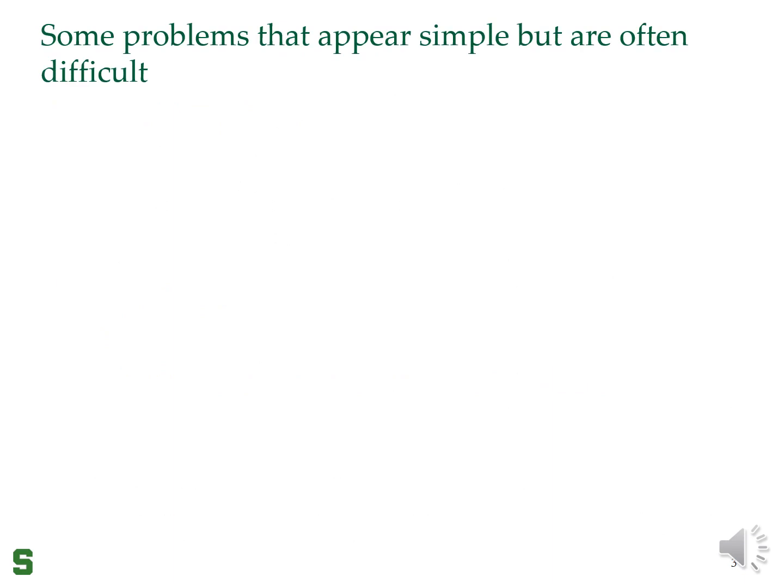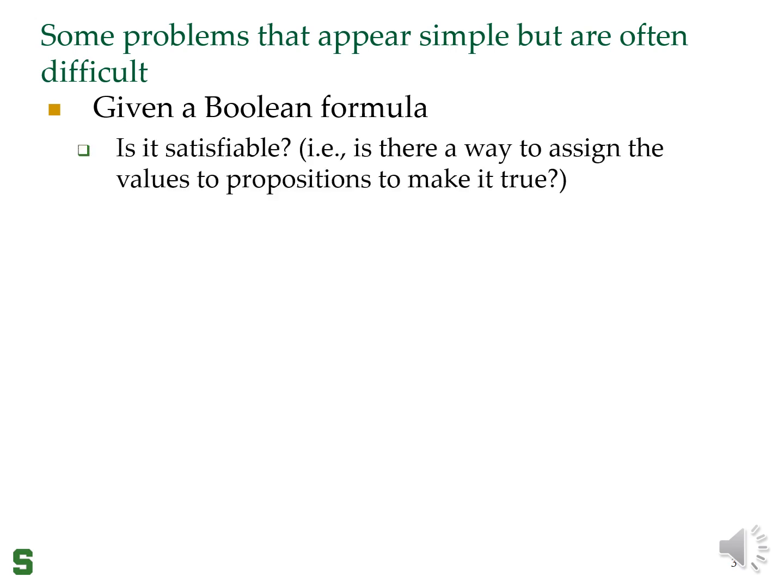I'm going to introduce a few problems that appear to be simple but are often difficult. I'm going to relate to where these problems come from and give an intuition as to why they appear to be simple but are actually difficult. So here is a problem. Given a Boolean formula, a well-formed formula, the question is: is it satisfiable? In other words, is there a way I can assign values to make it true?